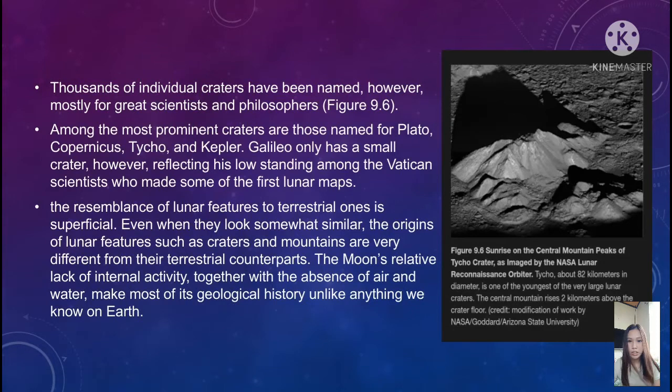Even when they look somewhat similar, the origins of lunar surface features such as craters and mountains are very different from their terrestrial counterparts. The moon's relative lack of internal activity, together with the absence of air and water, make most of its geological history unlike anything we know on Earth.